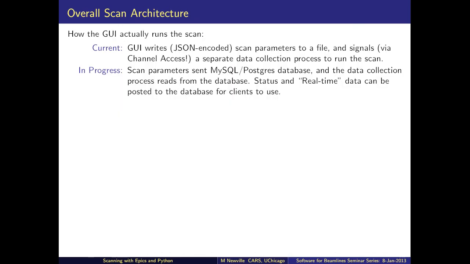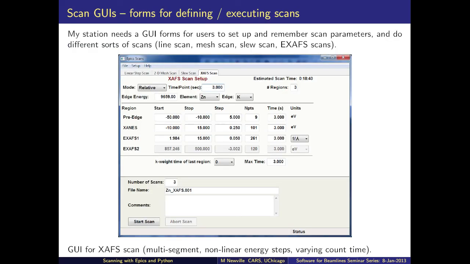The current way this works, and the way the slew scanning and the step scanning works for this right now, is that the GUI does not do the scan, because a GUI doing a scan means that the person sitting at the beamline is the only place where you can control the scan. And that's not something that is very EPICS-like, which is a highly networked system.